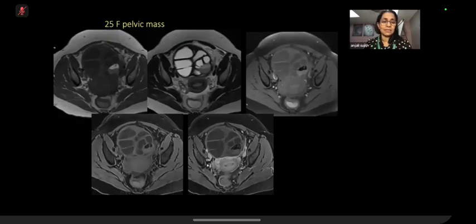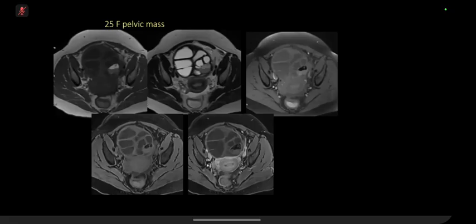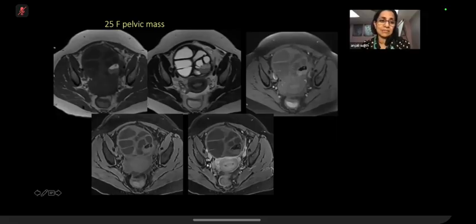Candidate number 4. This is a 25-year-old female with a pelvic mass. Now, describe your findings. So these are several axial slices of an MRI pelvis in a 25-year-old female with a pelvic mass. In the top image is... Okay. Before that, I would like you to identify the sequences.